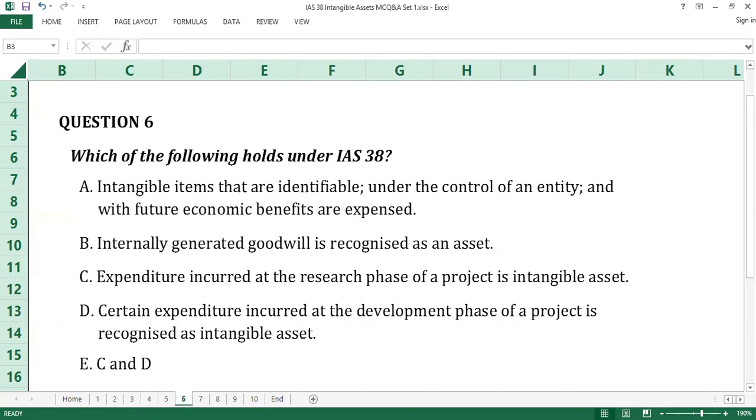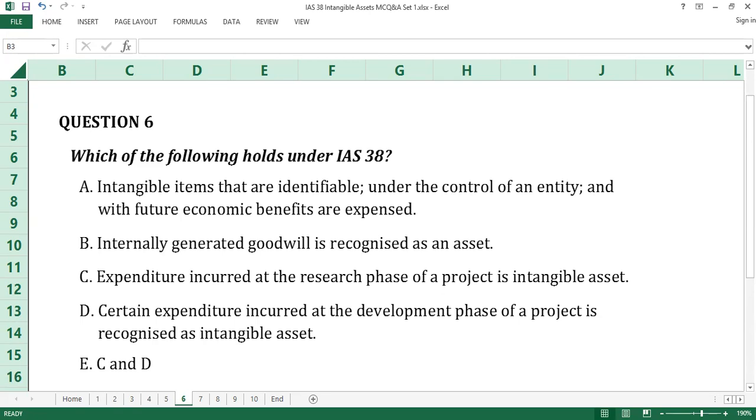Question number 6. The answer to question number 6 is B. Certain expenditure incurred at the development phase of a project is recognized as intangible assets. Expenditure arising from the development phase of an internal project is recognized as intangible asset if and only if an entity can A, demonstrate the technical feasibility of completing the intangible asset so that it will be available for use or sale. B, demonstrate its intention to complete the intangible assets and use or sell it.